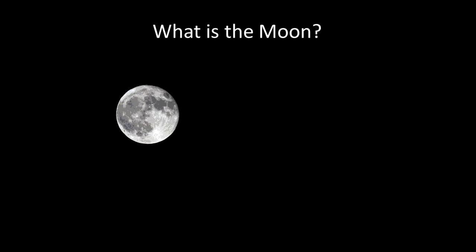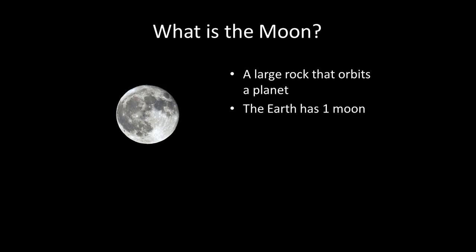What is the moon? The moon is actually a large rock that orbits our planet. The Earth only has one moon. Some planets have several moons, but ours is just one. Moons orbit planets, and then planets will orbit the sun.